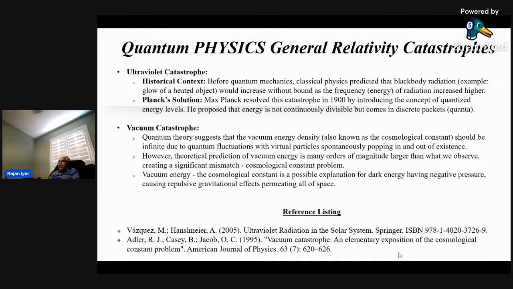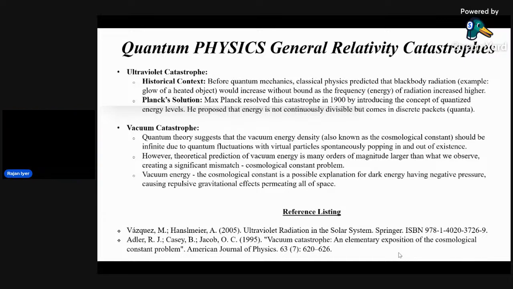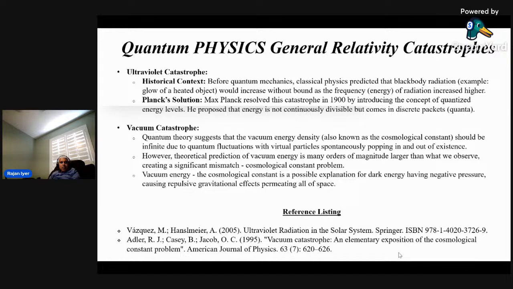But then that promulgated another level of problem, which is the vacuum catastrophe. Quantum theory suggests vacuum energy density, also known as the cosmological constant, should be infinite due to quantum fluctuations with virtual particles. We know particles pop in and out of existence, especially in the vacuum. However, the theoretical prediction of vacuum energy is many orders of magnitude larger than what we observe, creating a significant mismatch. This is called the cosmological constant problem. Vacuum energy is a possible explanation for dark energy, having negative pressure, causing repulsive gravitational effects permeating all of space. So there are some explanations of negative pressure, things like that. So negative energies, negative pressure.